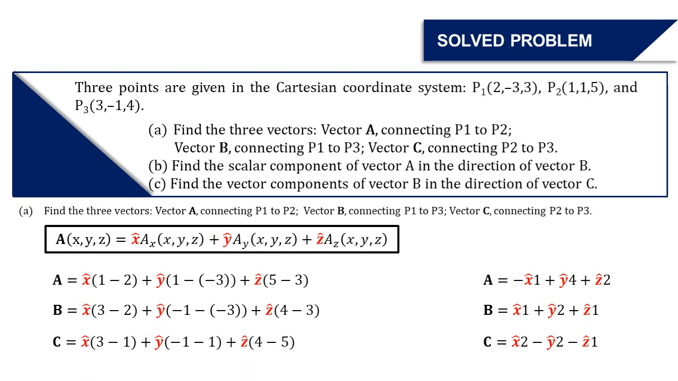Next, for the third one, we have point 2 to point 3. For x, we have 3 minus 1: x hat 3 minus 1, plus y hat negative 1 minus 1, plus z hat 4 minus 5. So, vector C is equal to x hat 2 minus y hat 2 minus z hat 1. We already have these three vectors that represent the vectors connecting the three points. We will use them for the problems B and C.